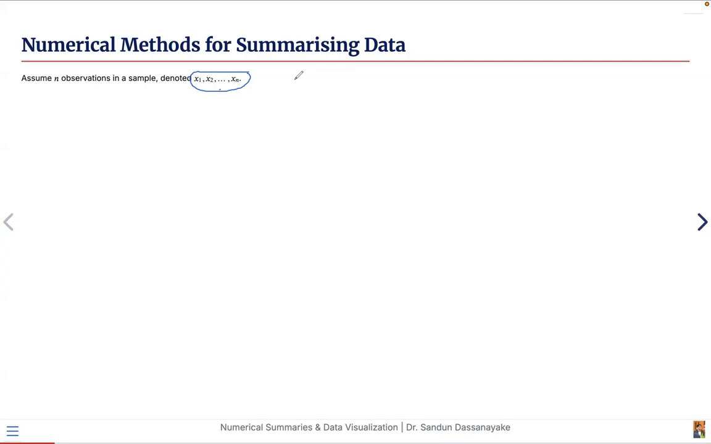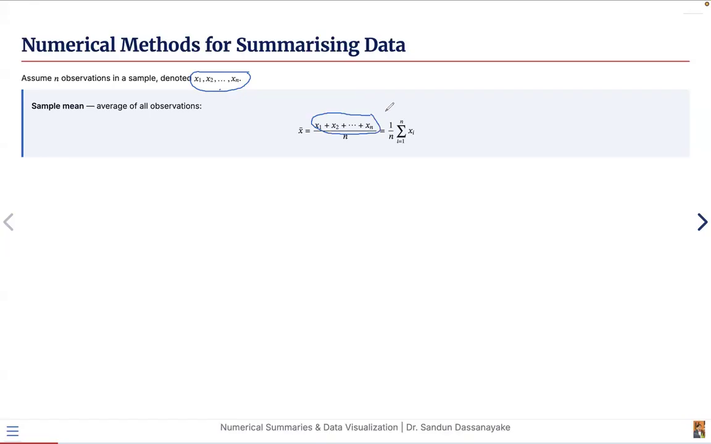Now, once we get these data, the next thing that we do is trying to summarize them. The first thing that we do as a summary is getting the sample mean, the average of all observations. From school days, we know what a mean is. We collect all the observations, sum up all the values, and divide by n.